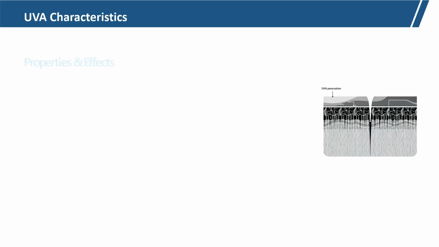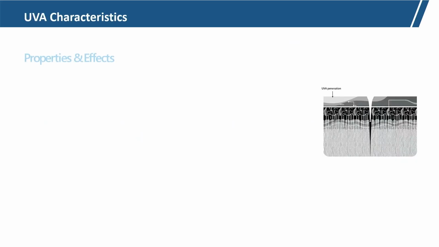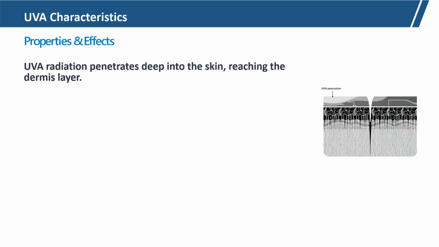Now, you can see the UVA characteristics. Its properties: UVA radiation penetrates deep into the skin, reaching the dermis layer. If you see the skin, the top layer is the epidermis, and then the dermis. So it penetrates deep into the skin, which affects the dermis layer.